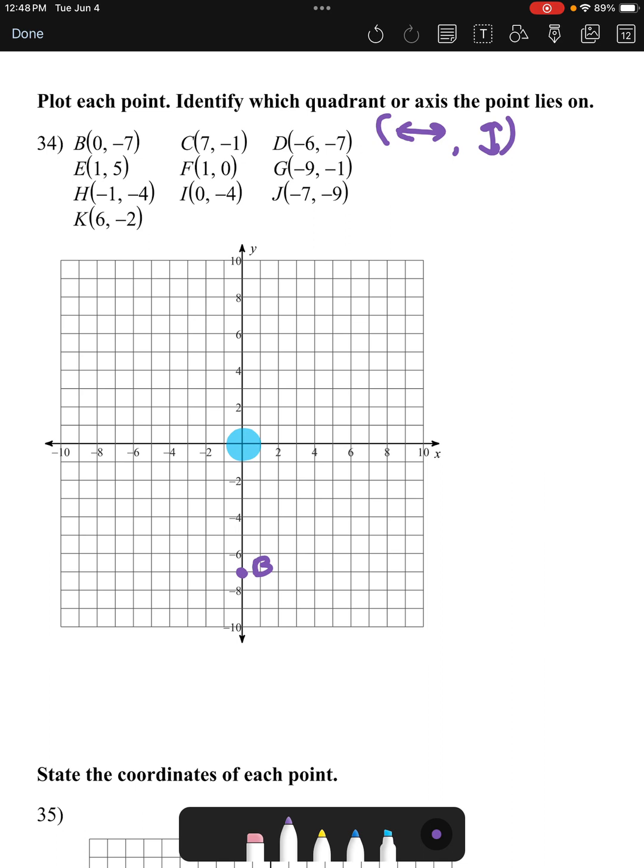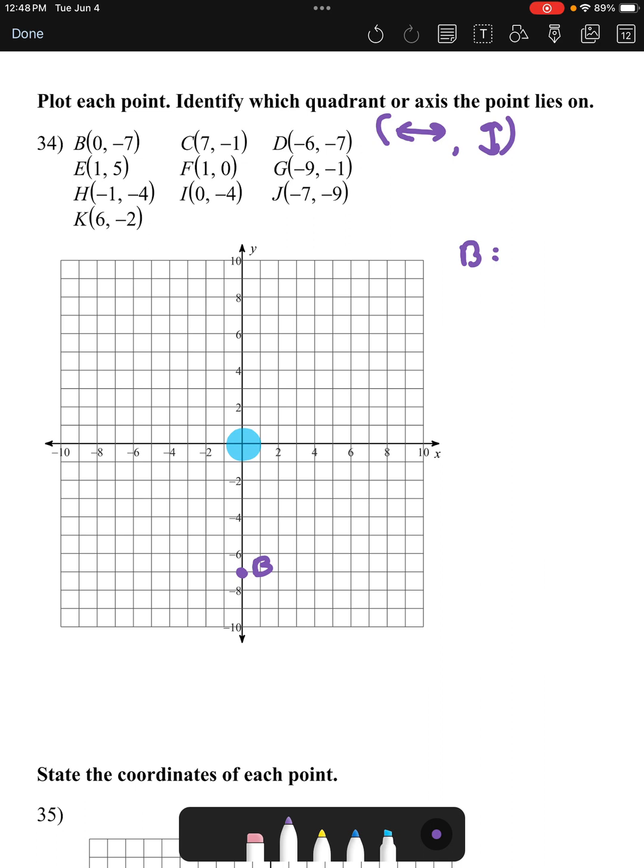And we're going to label that B, because it is B. B lives at 0, -7. So that's plotting the point. We're also asked to identify which quadrant or axis it is on. So we're just going to have a list on the side here.